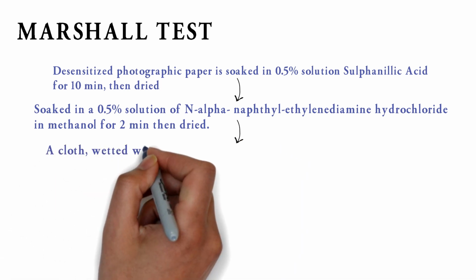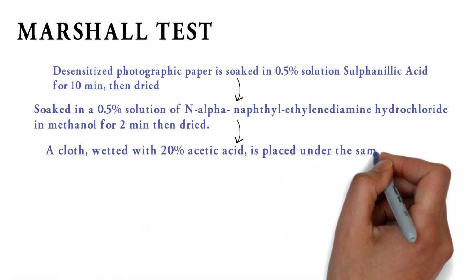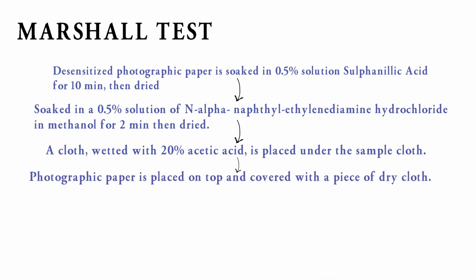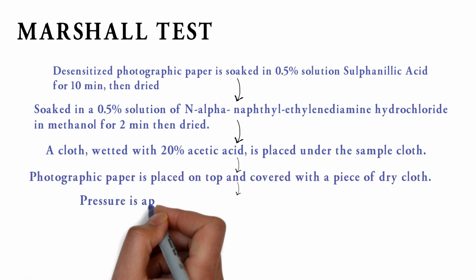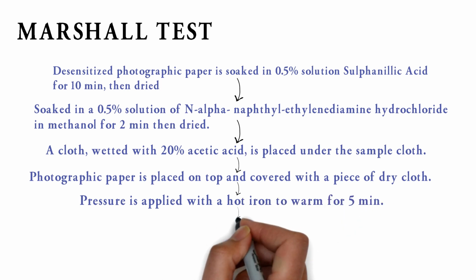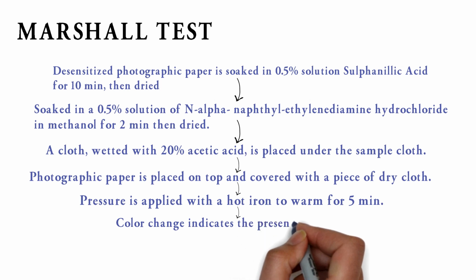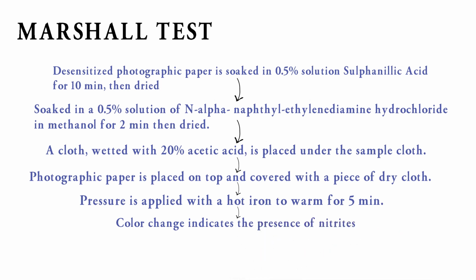A cloth piece which is wetted with 20% acetic acid is placed under the suspected cloth piece alleged to contain gunshot residues, and on top of it a photographic paper is placed and pressure is applied with a hot iron. In the presence of nitrite, a color change would indicate the presence of gunshot residues.